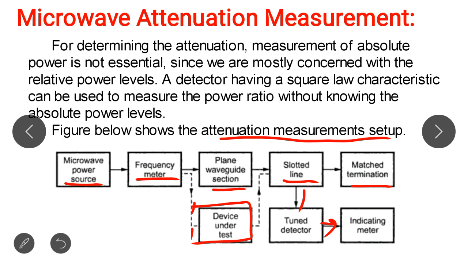For determining an attenuation measurement, absolute power is not necessary since we are mostly concerned with the relative power levels. A detector having a square law characteristic is used to measure the power ratio without knowing the absolute power level.